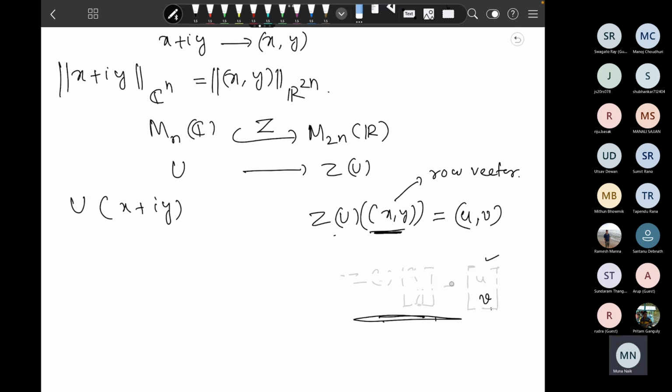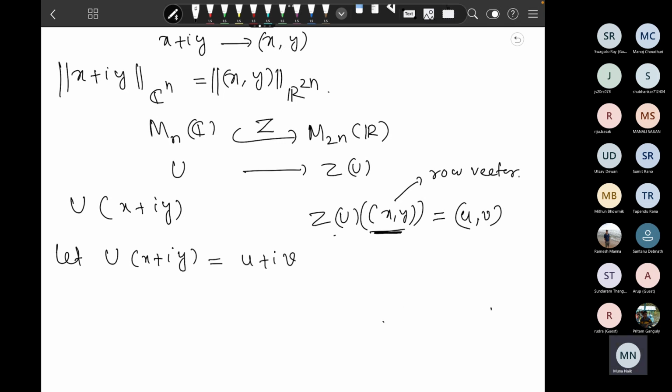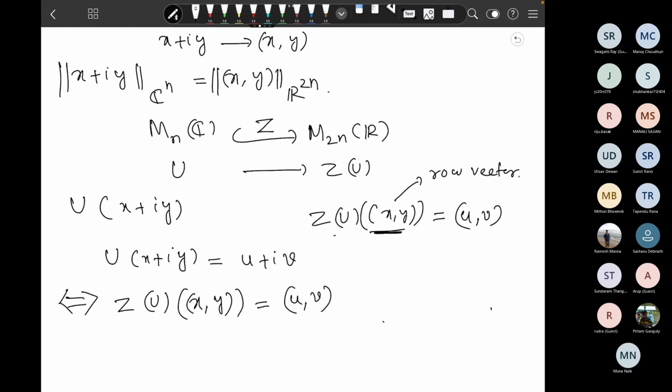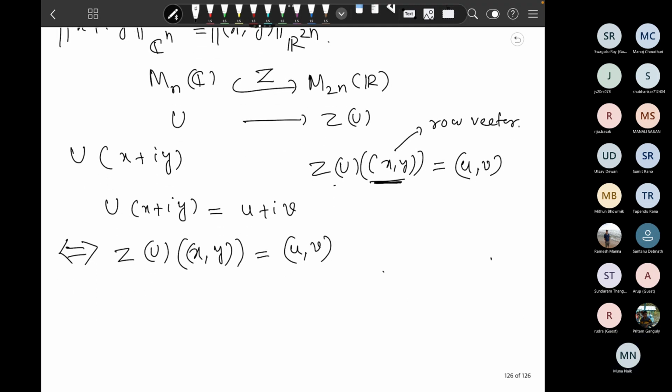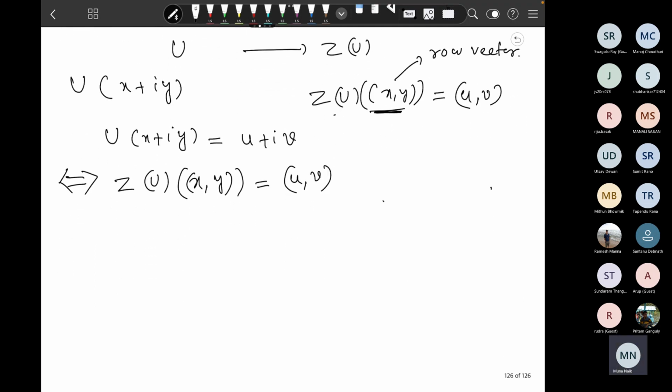So let U of x plus iy be equal to a plus ib. If you have followed my past lecture, then this is the same thing as ZU applied on (x, y) being (a, b). If you have followed my past lecture. Pritam, is this clear?